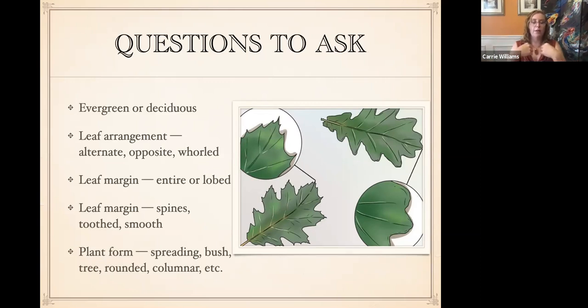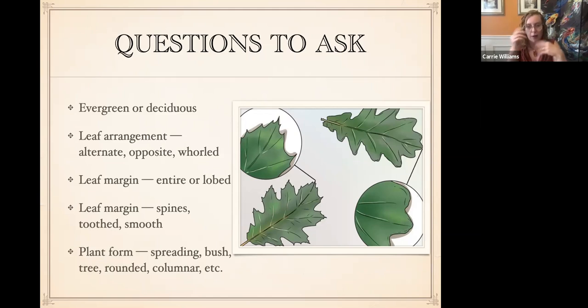We will talk about the leaf margin. The margin is the edge of the leaf, just like the edge of the page is the margin. You know, you always get red ink in the margin of your papers. So the margin is the edge of the leaf. We'll talk about if it's entire, if it's just one shape, or if it has lobes, or if it has serrations, or spines, or if it's just smooth. So we're going to use those kinds of terms.